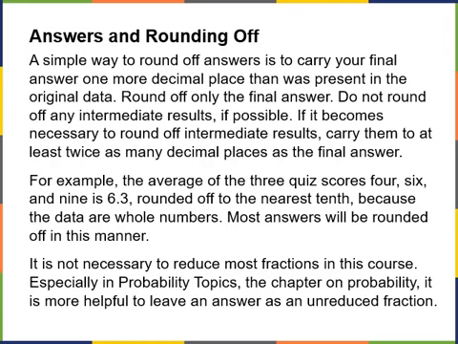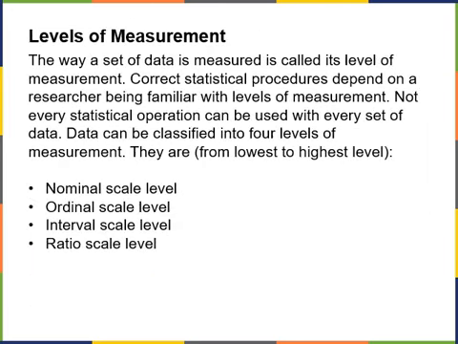So it's not really necessary to reduce anything in the course, especially probability. If you have a fraction or decimal places out a few points, that's fine. That's what we would expect. So you're not even going to have to worry about rounding it off that much. Like I said, when we round in stats, we don't do it until the very end. Otherwise, it throws off all of our results, and we don't want that. We want our results to be as accurate as possible.